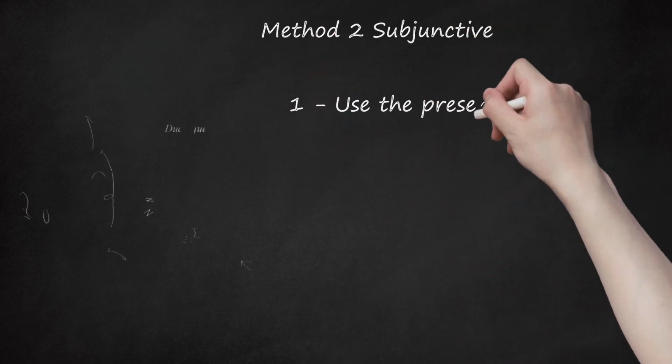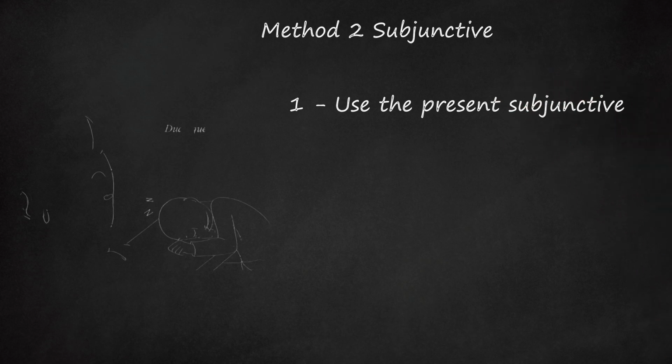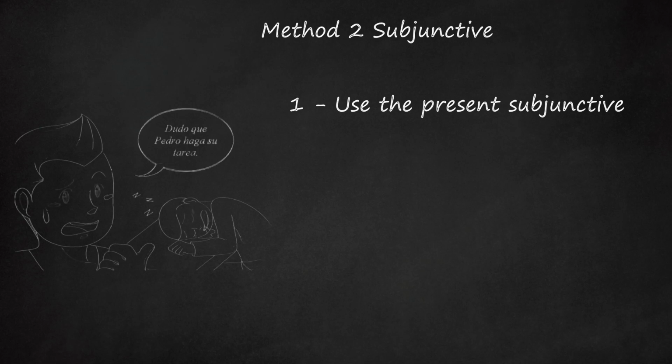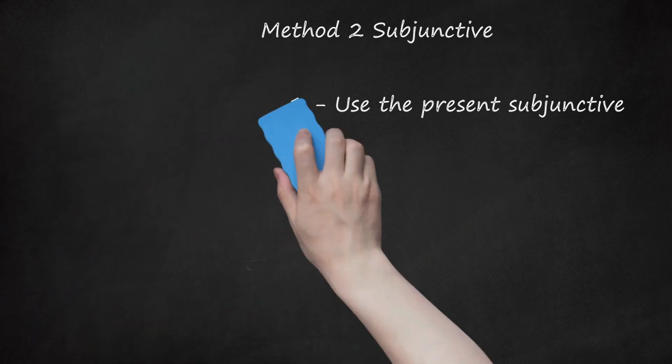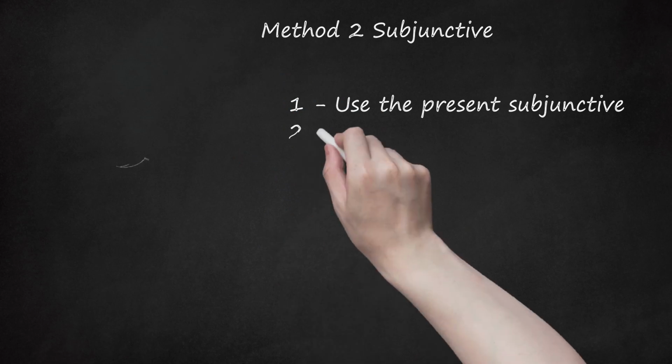Method 2, Subjunctive. 1. Use the present subjunctive. The present subjunctive should be used if you are talking about a present or current action that one doubts is being done. Example, I doubt that Pedro does his homework, dudo que Pedro haga su tarea. Yo, haga. Tú, hagas. Él, ella, usted, haga. Nosotros, as, hagamos. Vosotros, as, hagáis. Ellos, ellas, ustedes, hagan.